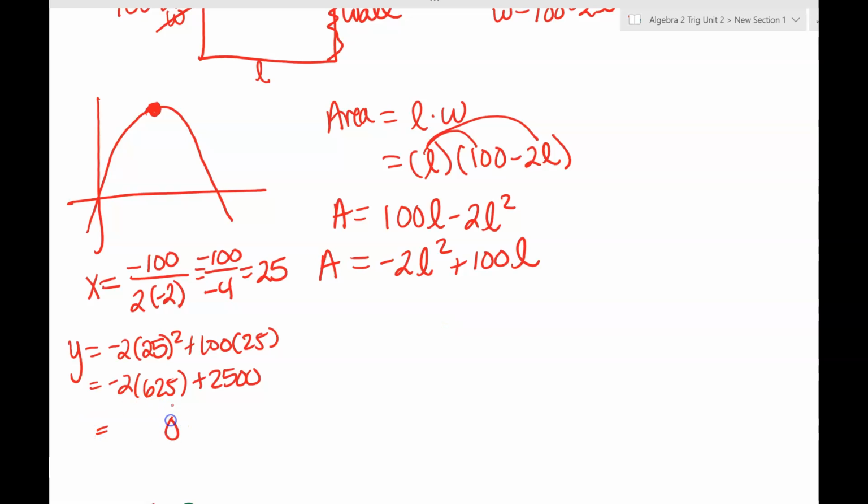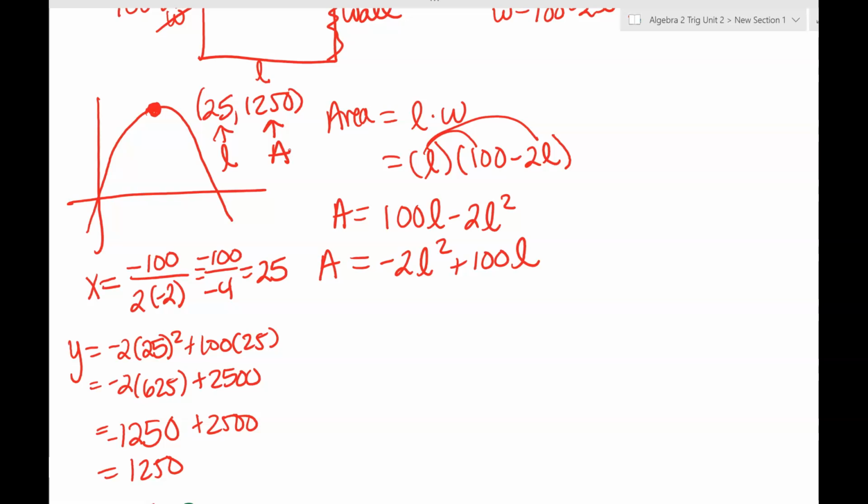So we would get 1,250. So the vertex has coordinates 25, 1,250, where 25 is the L, because that was like our x coordinate of the equation, and 1,250 is like the A, and that's at the top of this parabola.